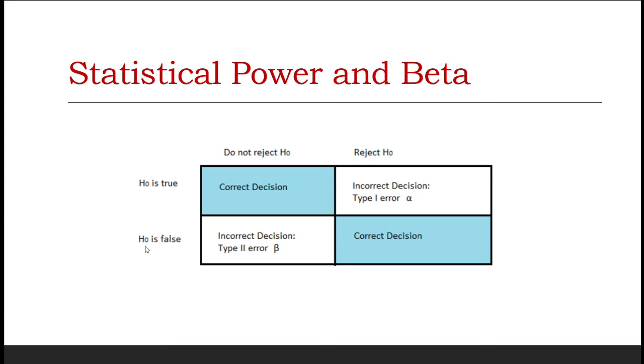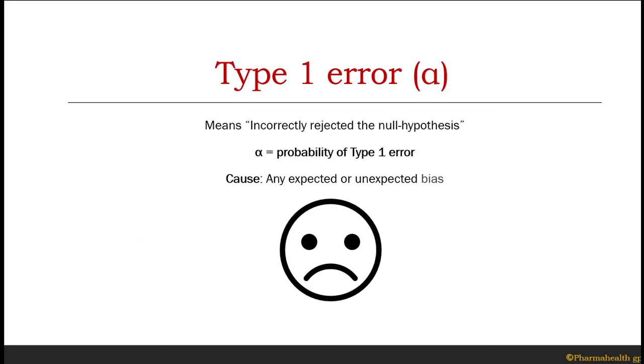Similarly, if the null hypothesis is false and we do not reject it, then the associated error is termed as type 2 error and denoted by beta. Let's talk about both of these types one by one.